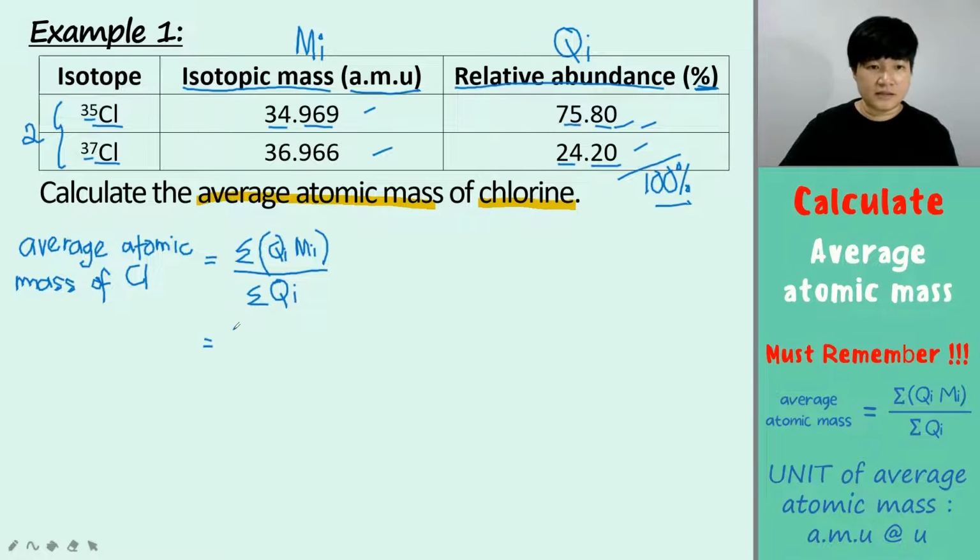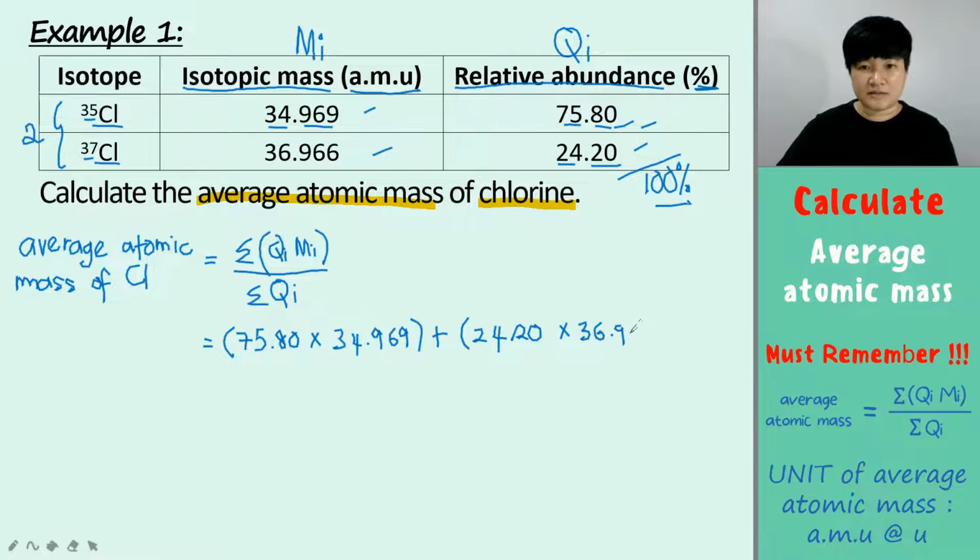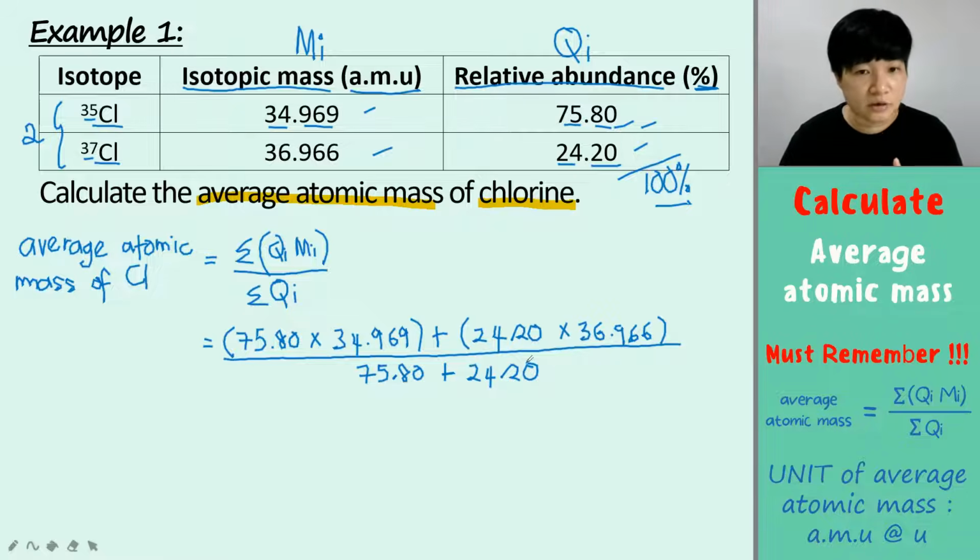So, the first part is 75.8 times 34.969 plus 24.2 times 36.966. That is the first part of the formula. And next is the total of Qi, which is 75.8 plus 24.2. Make sure you're holding a pen and paper and do it together with me so that you can understand how it works.